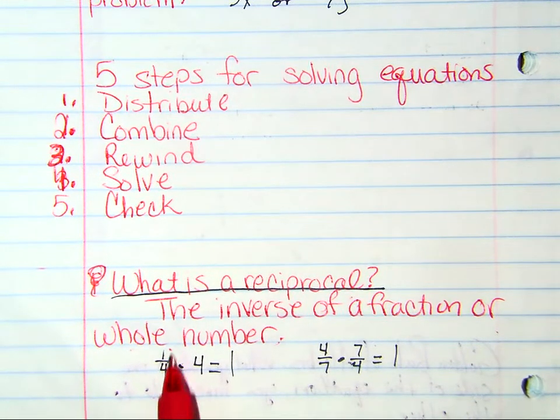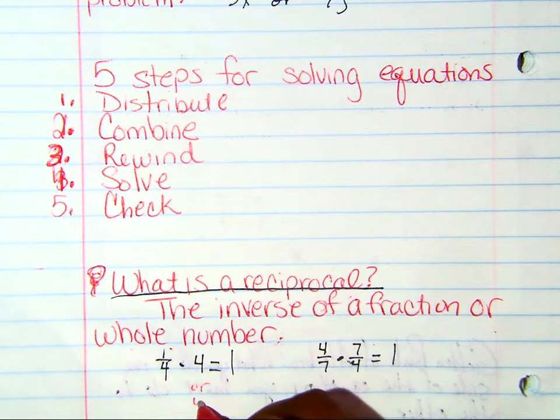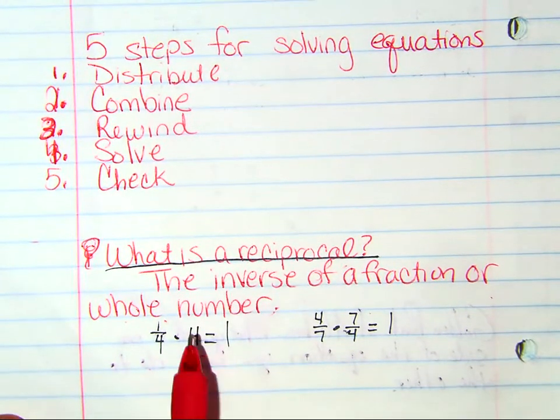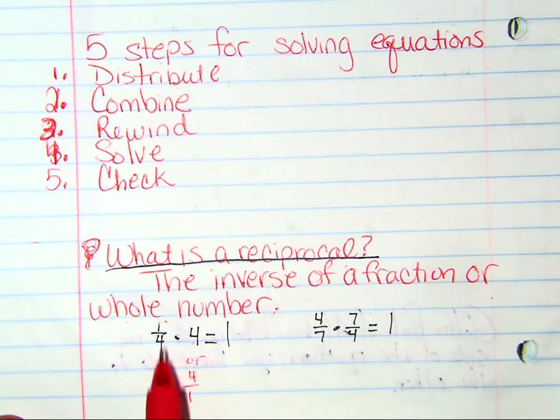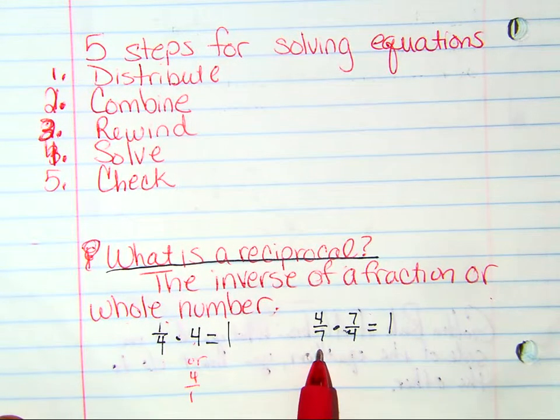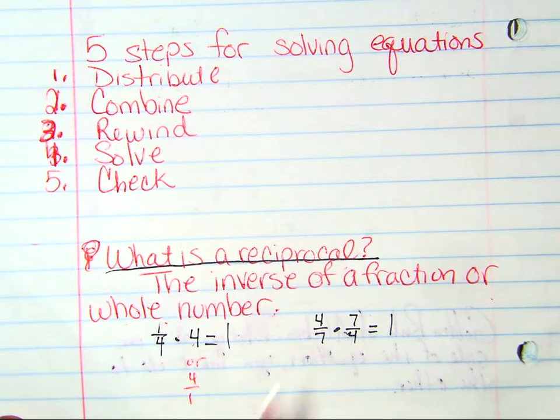The reciprocal of 1 over 4 is 4, or 4 over 1. Okay? So the reciprocal of 4 would be 1 over 4. The reciprocal of 4 over 1 would be 1 over 4. Here's another example. The reciprocal of 4 over 7 is 7 over 4. I know the reciprocals because if I multiply those two numbers together, they'll equal 1. That's what makes them reciprocals.